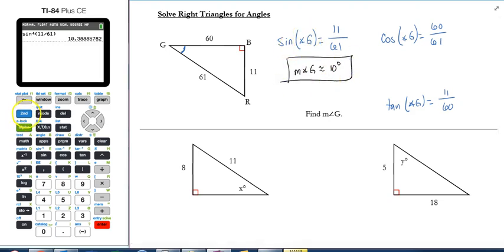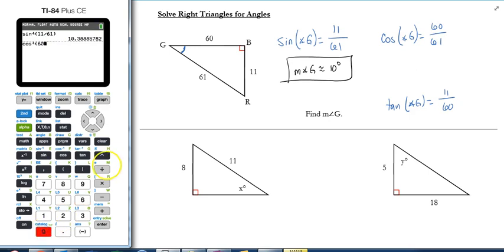But what we'll see is second cosine, so inverse cosine, but this time my ratio is 60 over 61. Same exact answer. And second tangent, use your new ratio, 11 over 60. Exact same answer. So we technically have three different ways to find the measure of angle G if I know three sides of a right triangle, and that is the inverse trig functions.